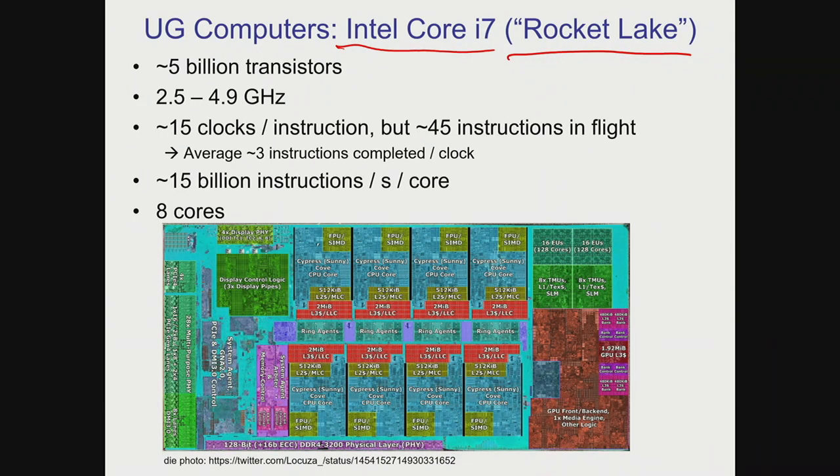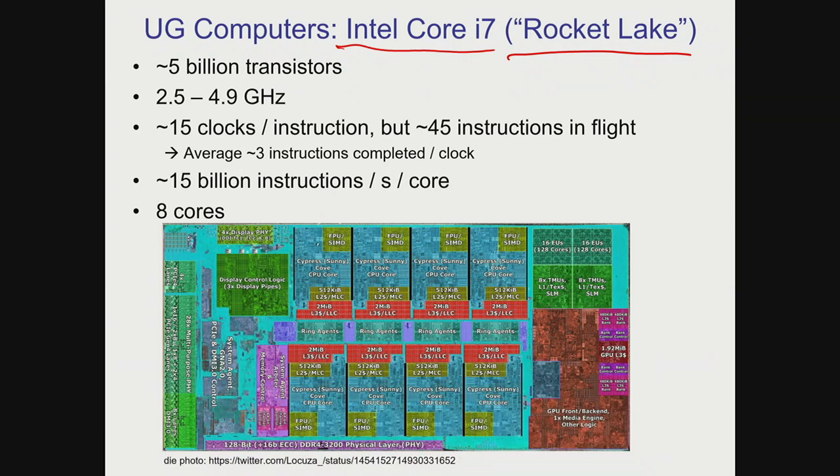It has about 5 billion transistors. We've gone from 29,000 transistors to 5 billion. The clock frequency is not 5 megahertz. It actually is variable. It's a big challenge nowadays to control power dissipation on chips. So the clock frequency will go up and down depending on how hot the chip is running. It goes from 2.5 gigahertz to 4.9 gigahertz, depending on how cool the chip is. Much faster than 5 megahertz.